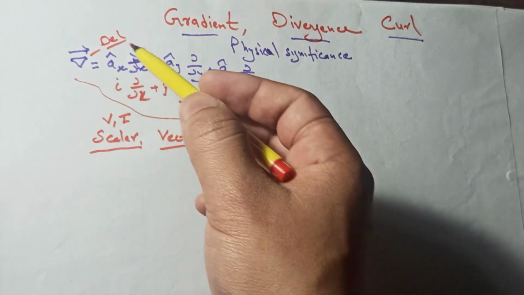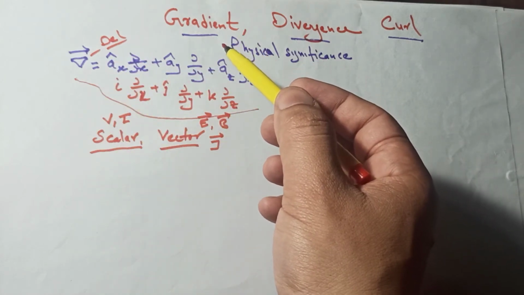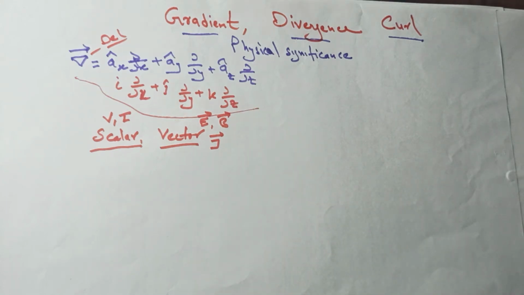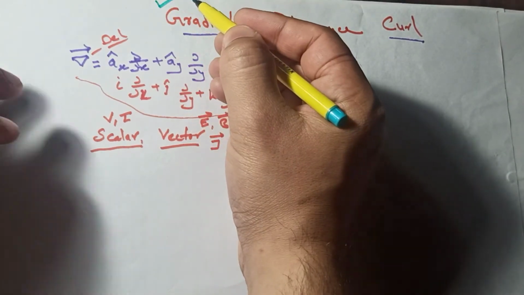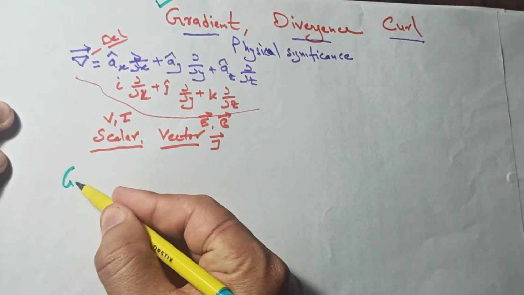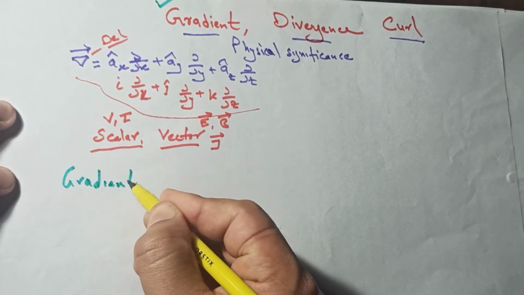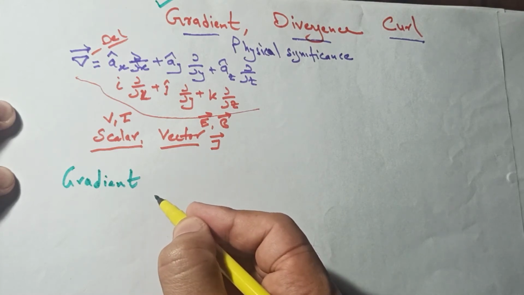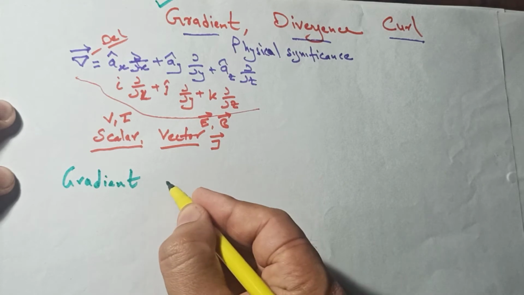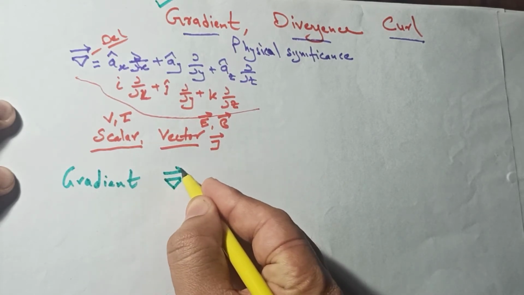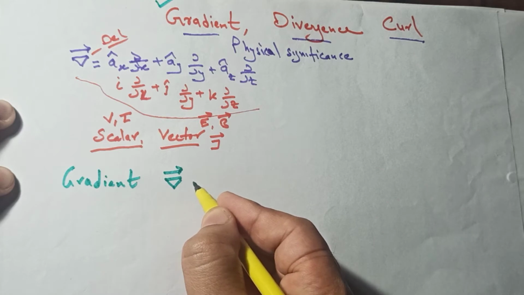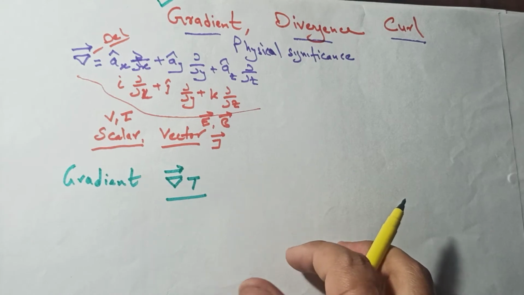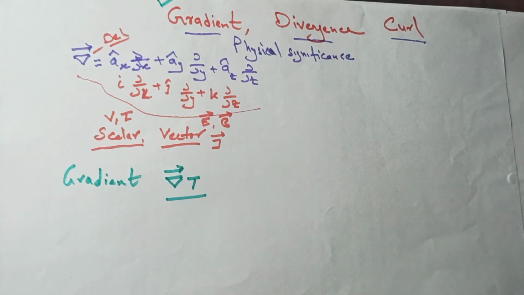Now come to the main point. This is the background required to understand the physical significance of the gradient. Let us start with the gradient. Gradient is defined for a scalar quantity, a scalar field. It is a simple multiplication of the del with any scalar quantity. Let us say temperature is a scalar quantity, so this is del multiplied with the temperature.